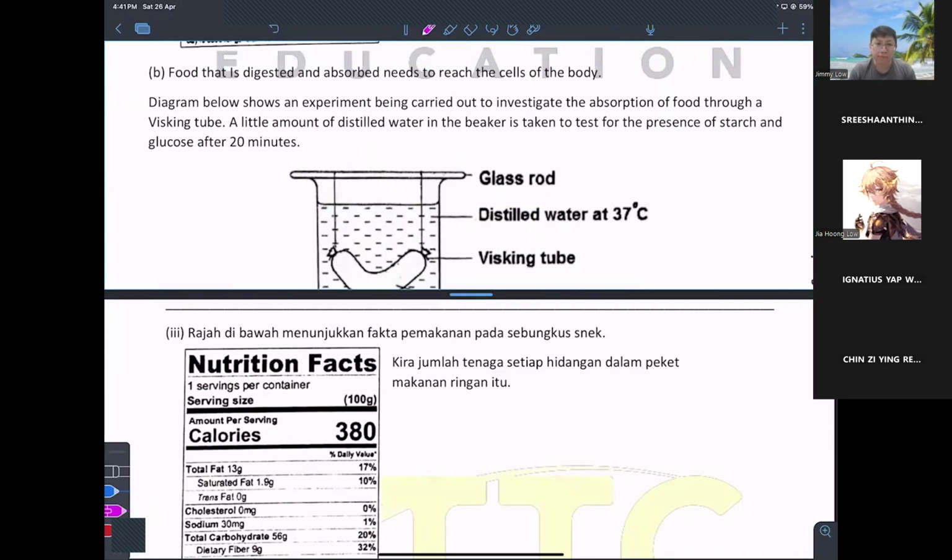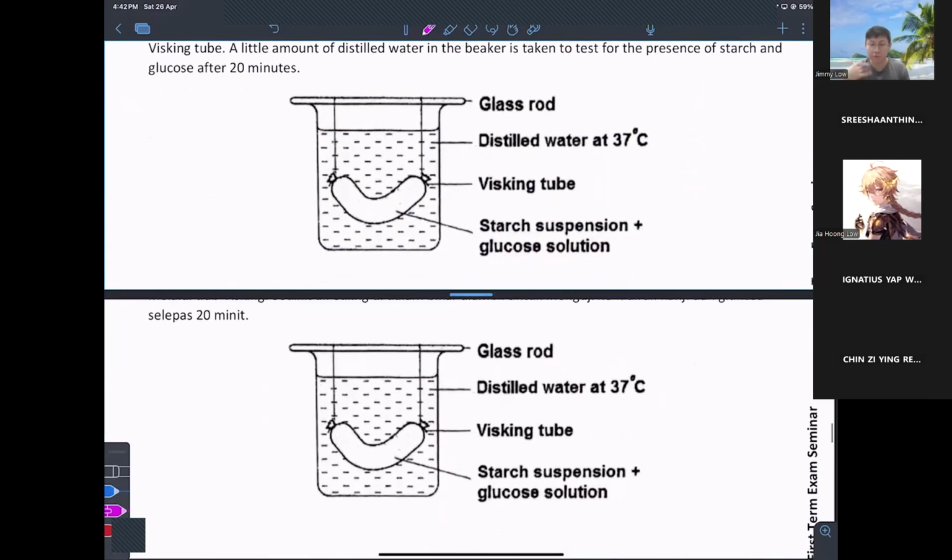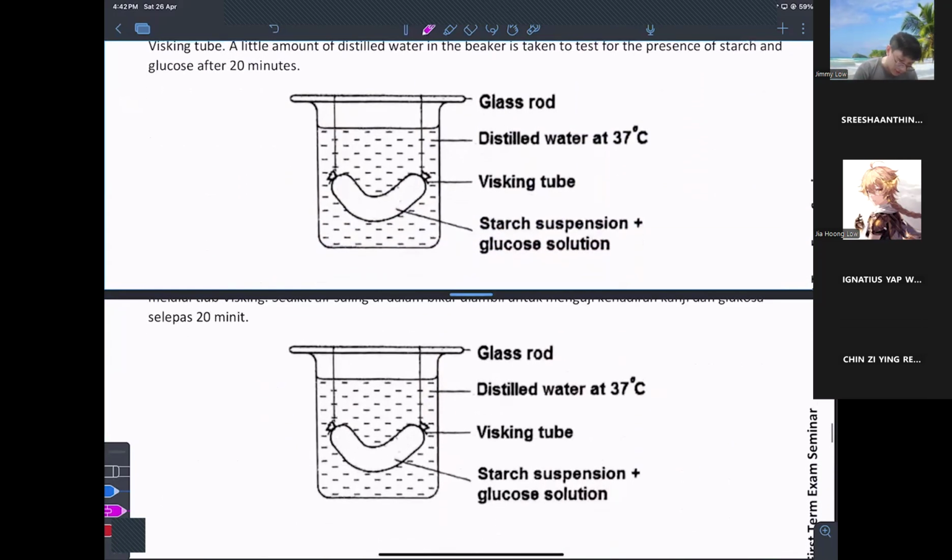Okay, yeah, B. This is a kind of experiment question that very often comes out in your exam. So to test the presence of starch and glucose after 20 minutes, you have to imply by your own. Tell yourself that glucose is actually smaller than starch. So glucose, what?